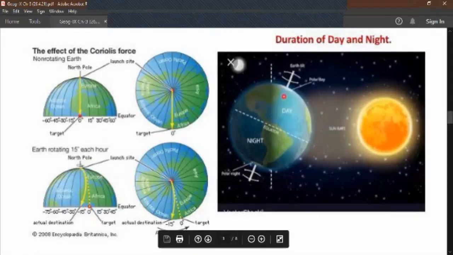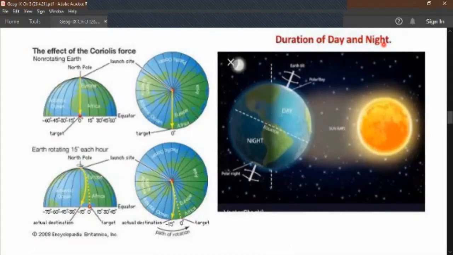Number 4, duration of day and night. Duration of day and night is not equal at all places on the earth. This is also because of the inclined axis of the earth. In the northern hemisphere, as you can notice, the day length is more as compared to the southern hemisphere.